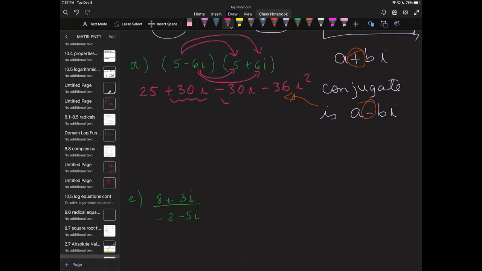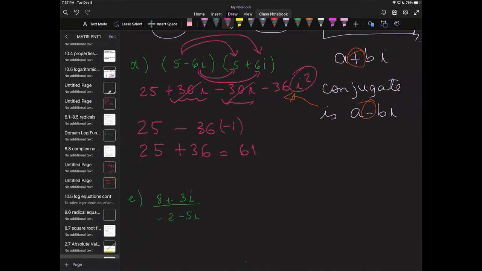When you look at the like terms in the middle, they have opposite signs, and because they have opposite signs, they cancel each other. So then this is 25 minus 36, and i squared is negative 1. So when you multiply negative 36 with negative 1, you get positive 36. So the result is 61.